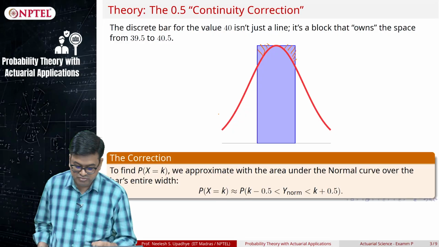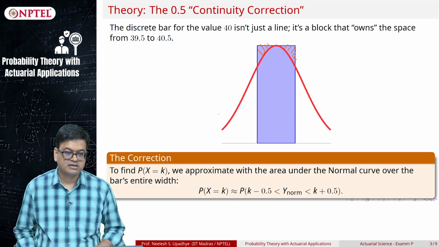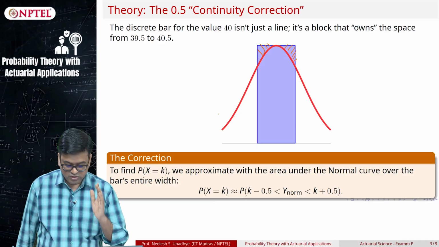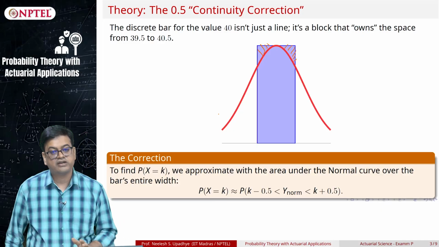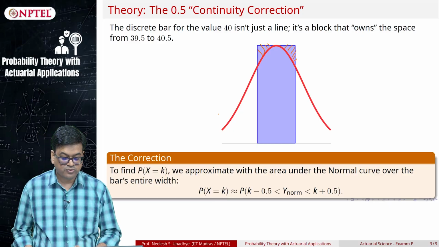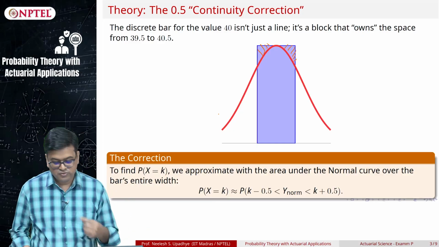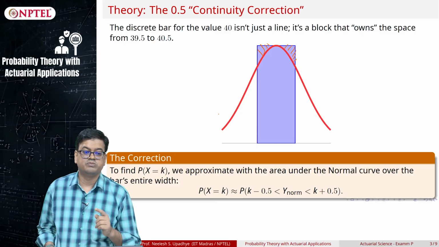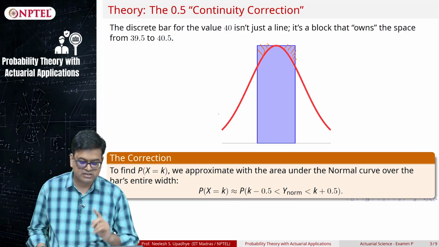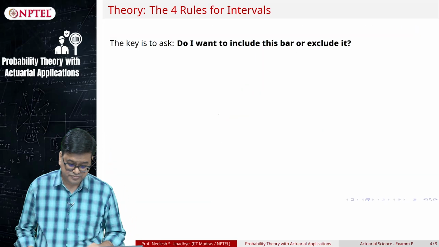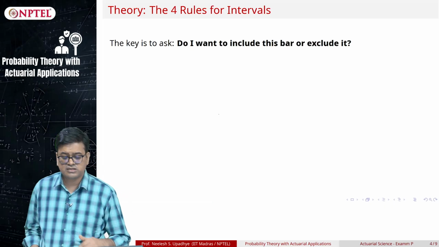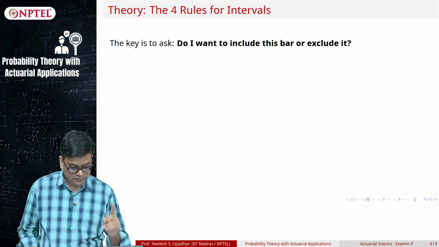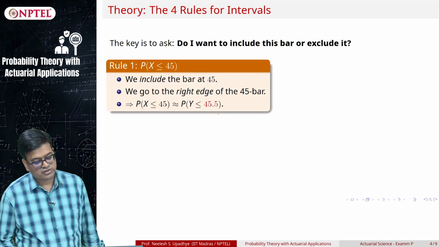That is the main purpose of this lecture, and therefore, we need to set a proper rule book for this kind of approximation. When can I go half length below the value, when should I go half length above the value, all those rules should be properly defined. So, let us define those rules in one shot, because the key confusion is whether I include this bar or exclude it. So, we will ask that question, do I want to include this bar?